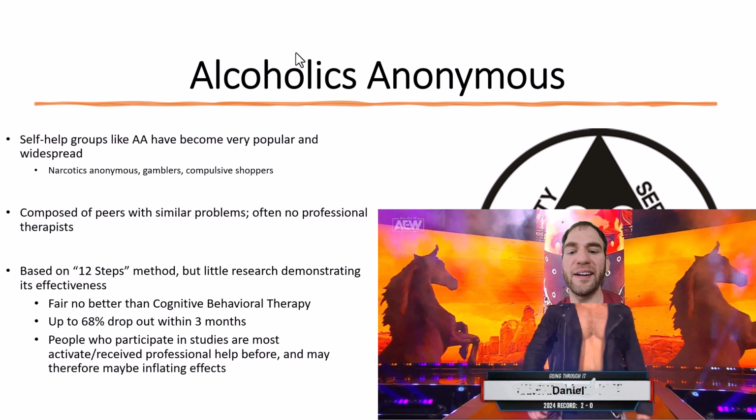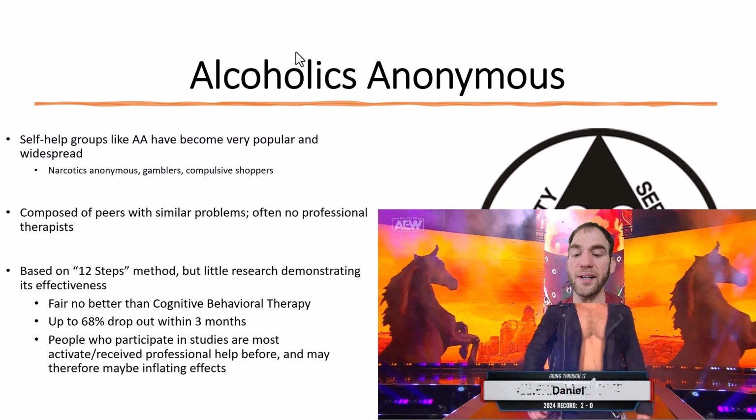All right, let's break down AA a little bit. That is Alcoholics Anonymous. Self-help groups like AA have become very popular and widespread. For example, there are other similar groups such as Narcotics Anonymous, Gamblers Anonymous, Compulsive Shoppers Anonymous, composed of peers with similar problems. Often, however, these peers are not professional therapists. This is based on, quote, the 12 steps method, but little research demonstrates its effectiveness. It, in general, fares no better than cognitive behavioral therapy. And up to about 68% of people engaging in this program drop out within the first 3 months.